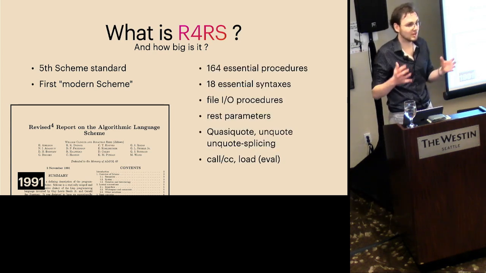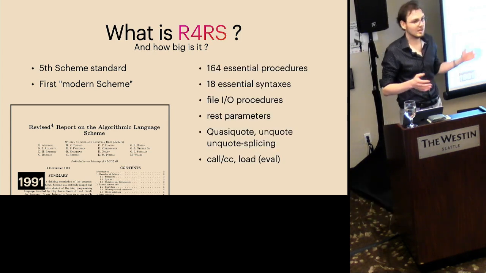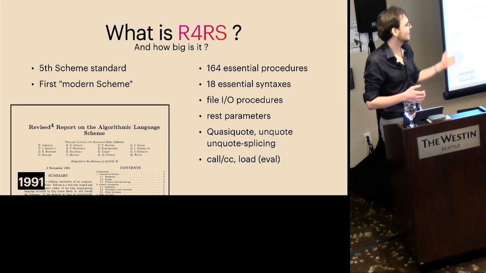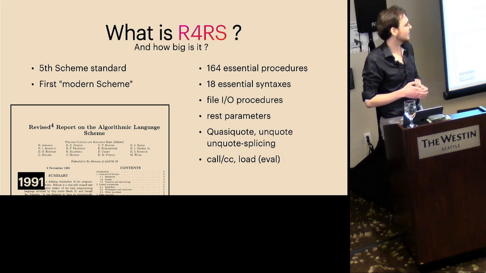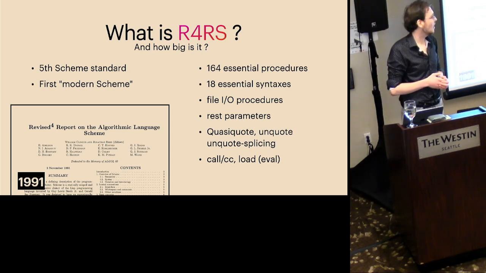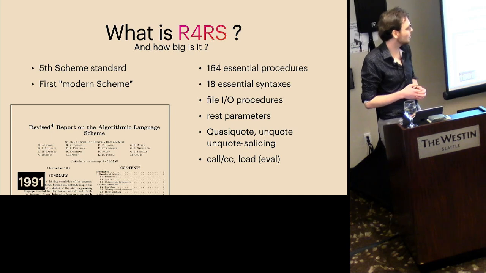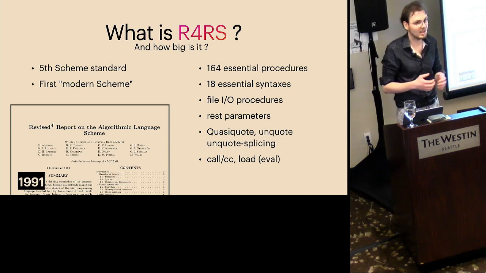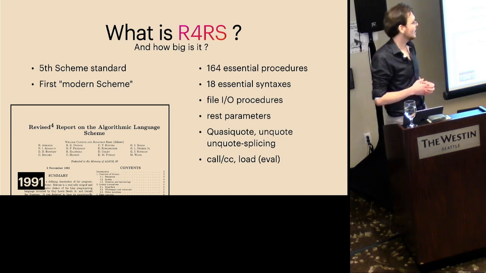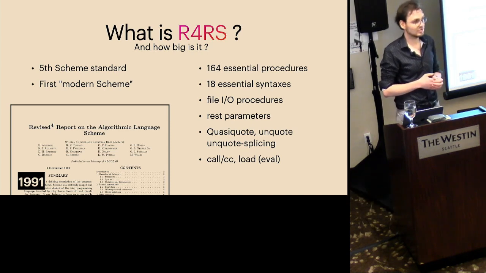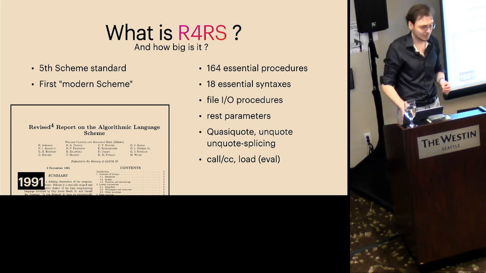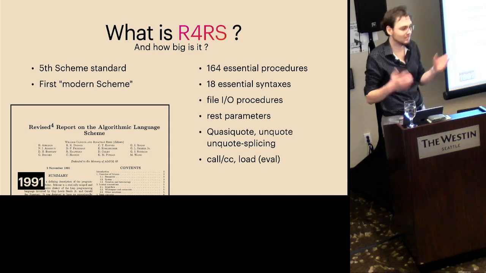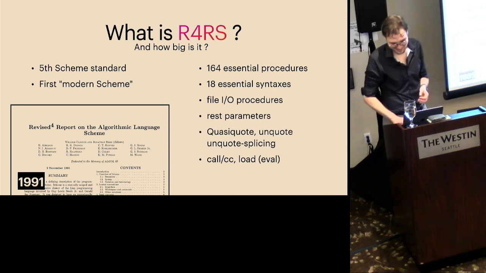Just to refresh your memory a little bit, here is everything that is contained in it. It has 164 essential procedures, 18 essential syntaxes, file I/O, rest parameters, quasi-quote, unquote splicing, call/cc, load, eval. So it has a lot of features. It doesn't have essential macros right now in the eval feature, but still it's a big standard, but big relatively to Scheme.